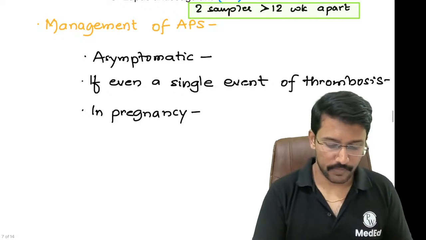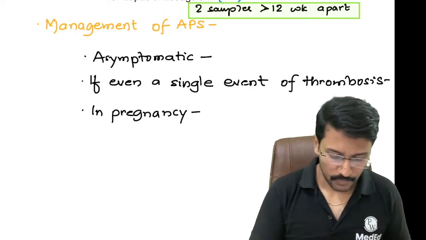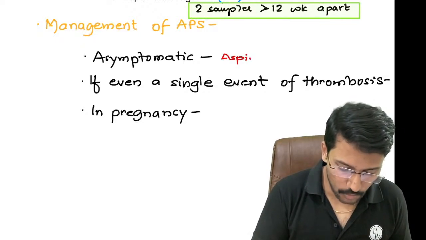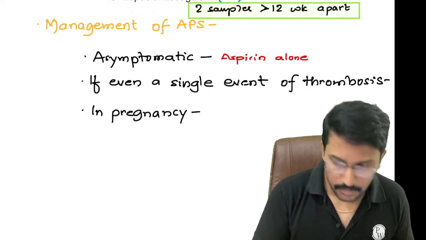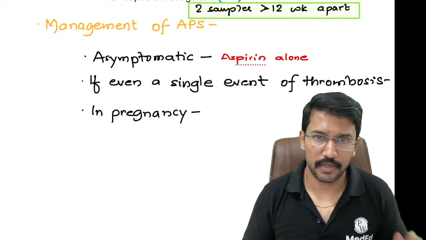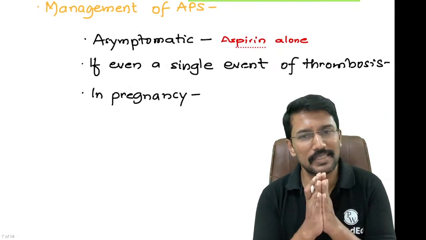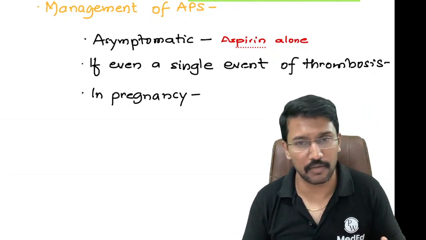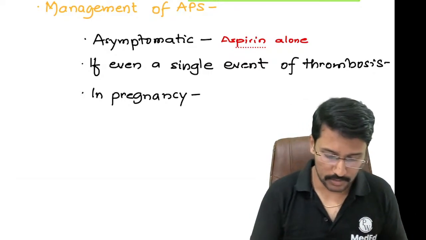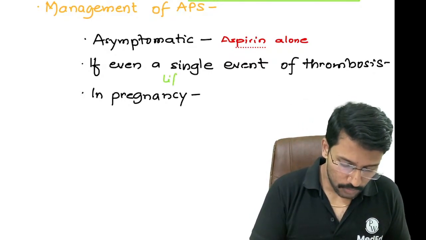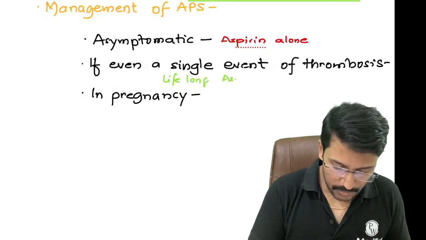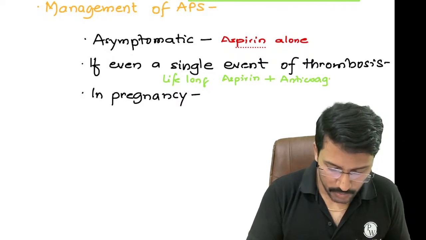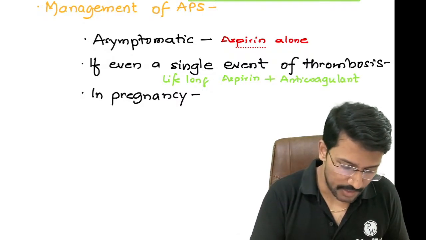If you diagnose someone as having antiphospholipid syndrome and they are asymptomatic, then we treat them with aspirin alone. Aspirin alone means they have not developed any of the major organ manifestations as of now. But if they have developed even a single event of thrombosis, like okay, now he has a deep vein thrombosis, so 6 months back, 1 year back, 2 years back, he had a DVT, right? Even if there is a single event of thrombosis, we have to give them lifelong aspirin, but aspirin alone is not enough. Aspirin plus anticoagulant. And when I say anticoagulant, the question is what is the anticoagulant of choice?